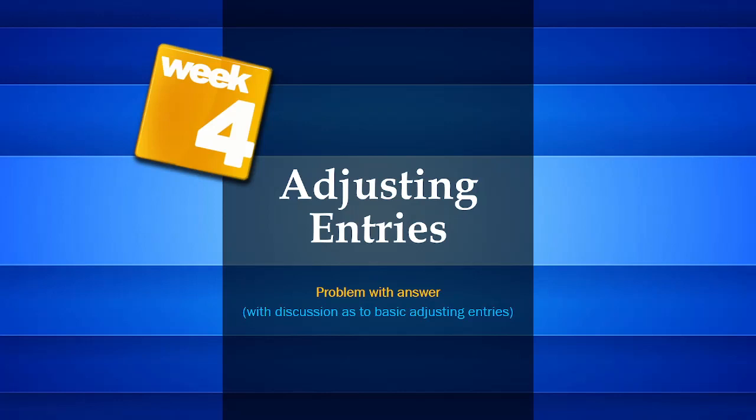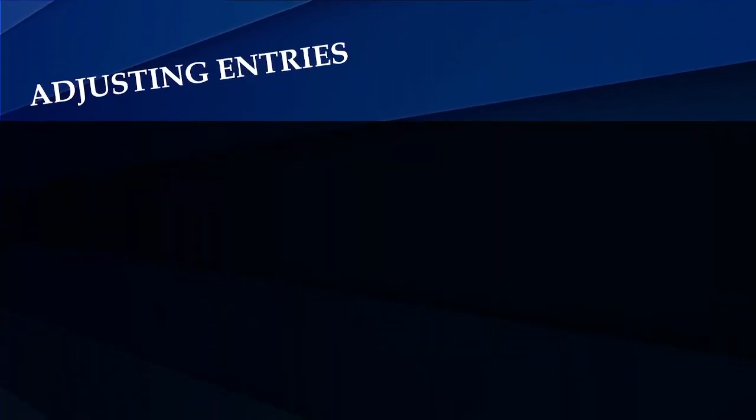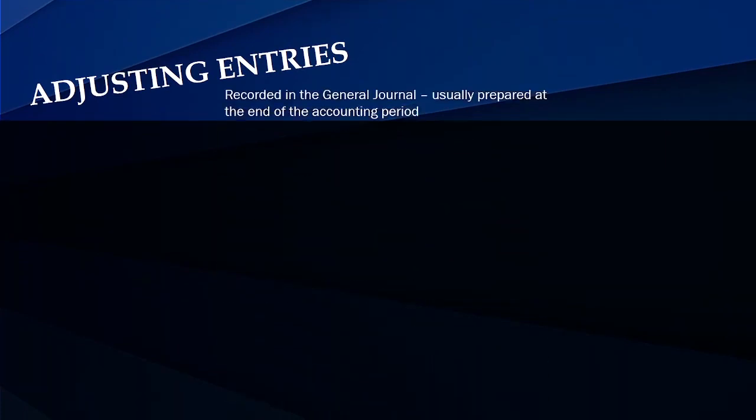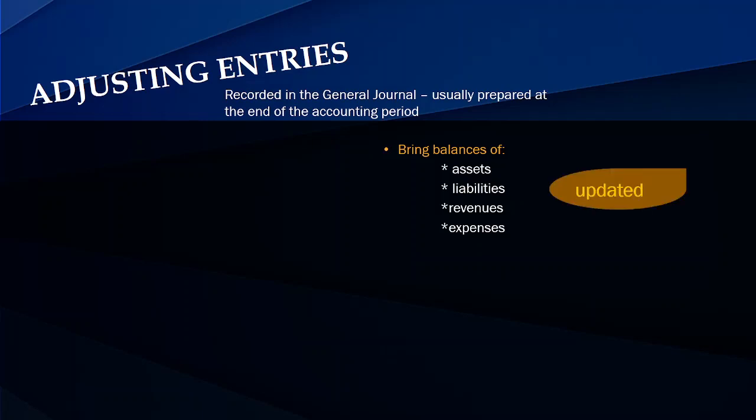How do we define adjusting entries? These are journal entries which are to be recorded in the general journal, which are usually prepared at the end of the accounting period of 1 year, or it can also be prepared at the end of the month or at the end of the quarter. The purpose of this is to bring balances of assets, liabilities, revenues, and expenses up to date.